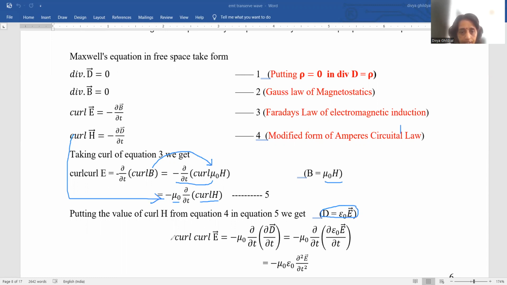We get curl E equal to minus mu naught del by del T, and instead of curl H from here, del by del T. So this becomes minus mu naught del by del T of del epsilon, and now for D, we have put epsilon naught E divided by del T. So this becomes mu naught, and epsilon naught is also a constant. I have taken it outside, minus mu naught epsilon naught del 2E by del T2.